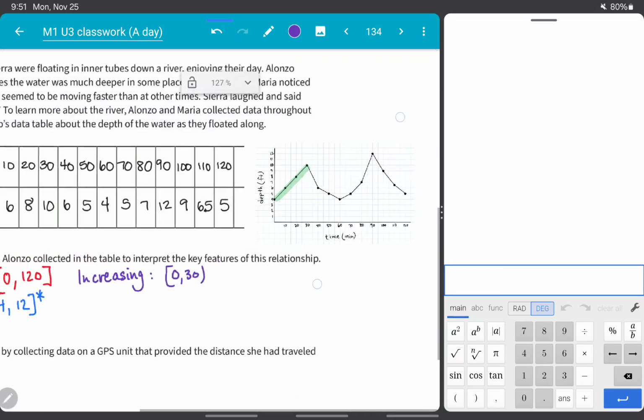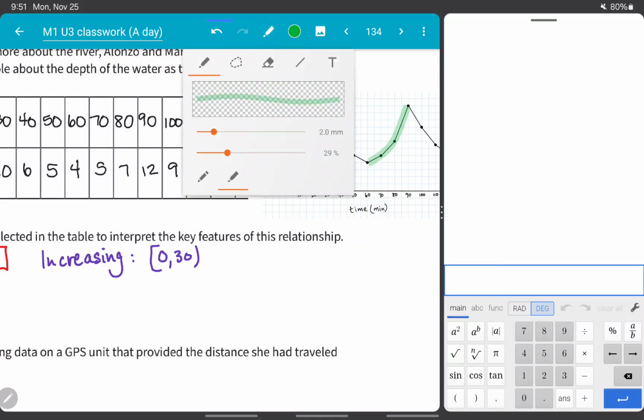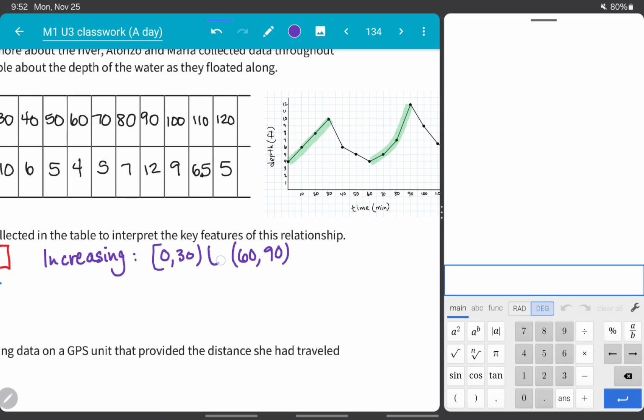Now, this actually isn't the only place where the graph's increasing. There's another place as well. Here from 60 to 90, this whole part right here is also increasing. So I'm going to add on this 60 to 90. And again, we're going to put those parentheses there. Now, one of the ways that I can show both of these together at the same time is using this symbol. It looks like a U. This is U for union. It's kind of just saying both of these together are the parts where it's increasing.